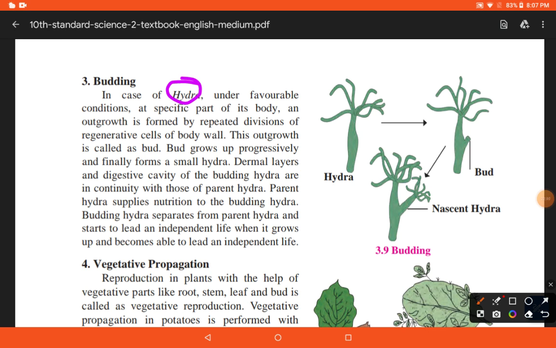That's it, nothing much. This is the nascent Hydra, which means this was the Hydra which developed from the bud. So remember, a nascent Hydra is a Hydra which develops from the bud. Clear? You see here, for example, bud formation took place and an outgrowth came, and then that outgrowth developed into a Hydra. It's a small younger one, so we call it a nascent Hydra.